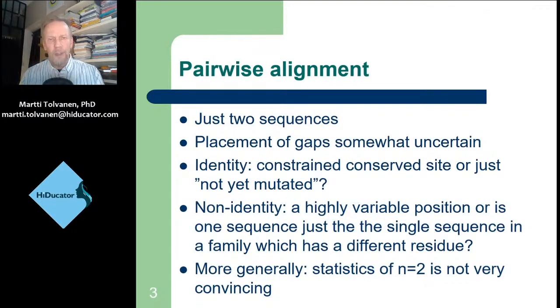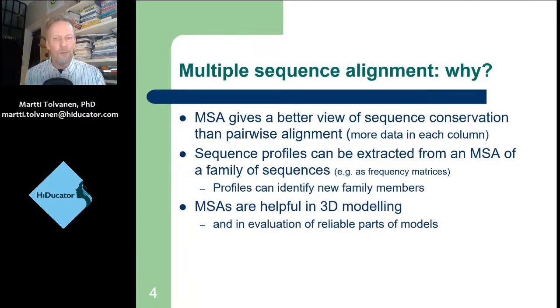Pairwise alignments are a bore, just two sequences. We don't know if the gaps are quite correct, and for a conserved site, an identity, we don't really know if it's truly conserved and constrained in evolution or just something that didn't have time to mutate. And a non-identity could represent a highly variable position, and we have two samples of the variance there, or maybe it is a conserved site and we are just unlucky so that the other one of the sequences happens to have a different residue. So if n equals 2, we don't get really good statistics.